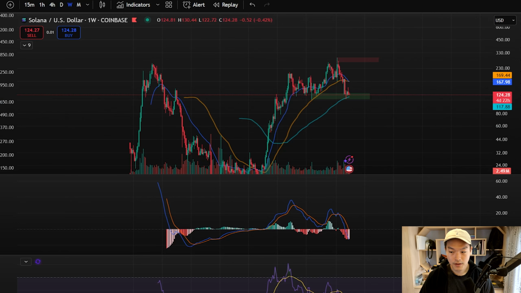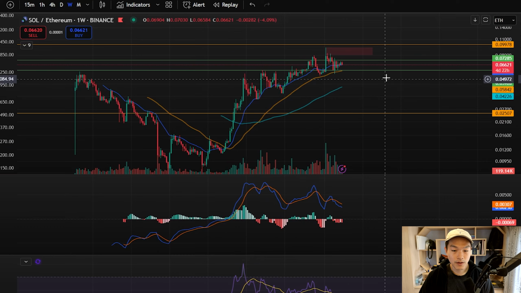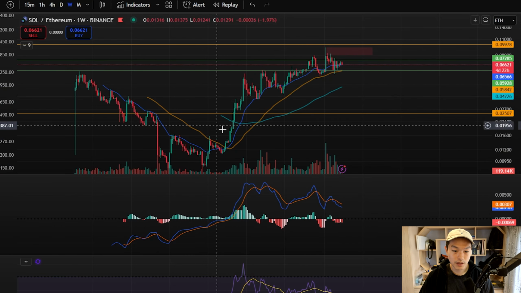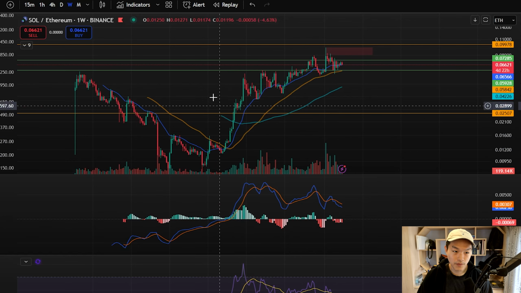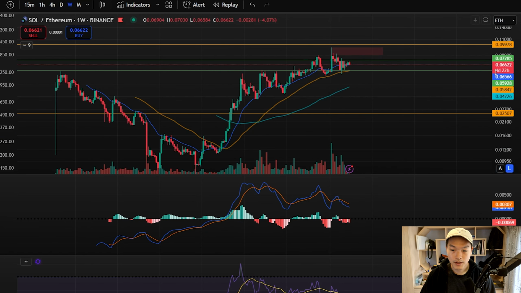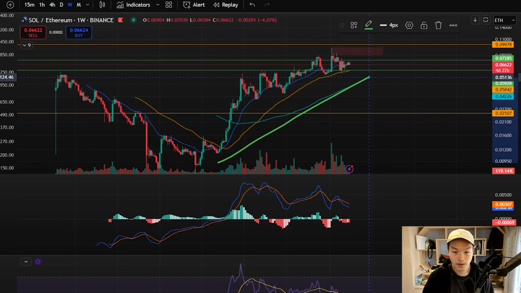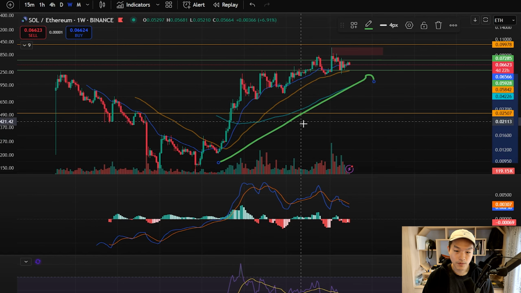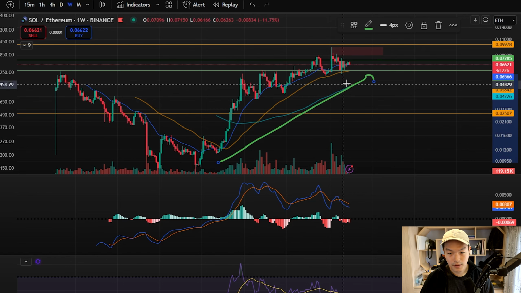For example, Solana to Ethereum. If you look at our weekly chart here, relative strength is basically how is this token performing against Ethereum? It means that 1 SOL equals 0.06622 Ethereum right now. And if you look at the trend since October 2023, it's been on an uptrend. So since that point, you would be outperforming Ethereum if you held purely Solana.